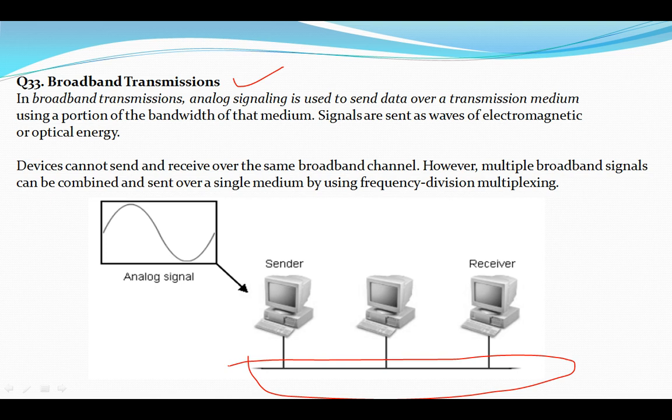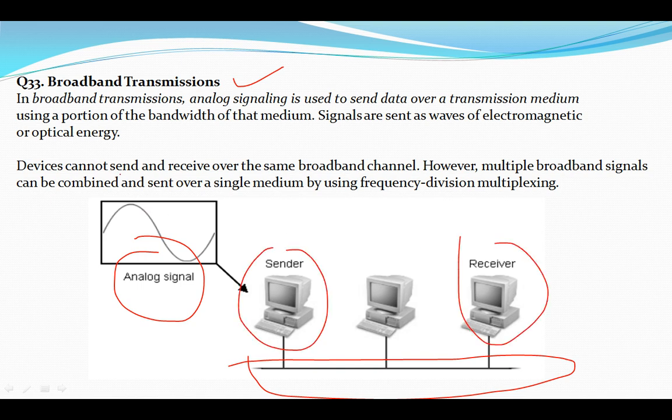So data will be transmitted in the form of signals, and that signal will be traveling in the form of electromagnetic or optical energy. So this is my analog signal, this is the sender, and this is the receiver. A device cannot send and receive over the same broadband channel. However, multiple broadband signals can be combined and sent over a single medium by using frequency division multiplexing.